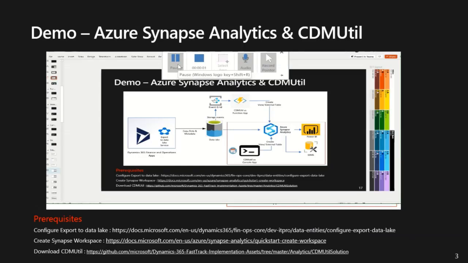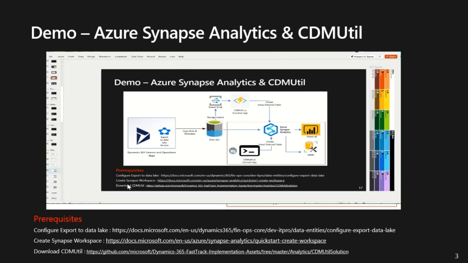In this demo, we will see how we can use the Synapse Analytics SQL serverless pool to query tables, views, and build a logical data warehouse, and finally build a Power BI report. The prerequisites for this are that you have configured the export to data lake service in your FnO environment. You added tables, and the tables and metadata get copied over to the data lake. And you have created an Azure Synapse Analytics workspace.